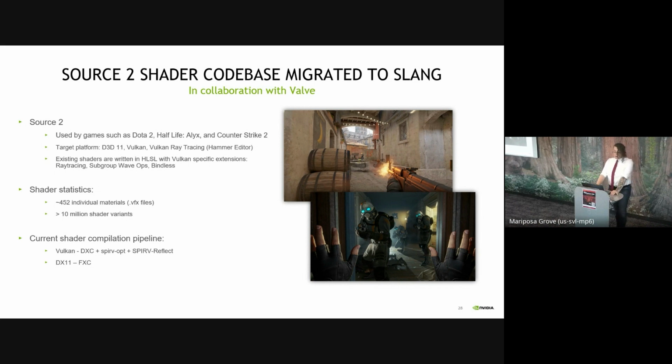So we're talking about several hundred individual material files, like VFX files, for those who are familiar with the Source engine. And these things compile down to produce over 10 million different shader variants. So again, there's this shader combinatorics problem I was just talking about. So the shader compilation pipeline at the time we engaged was that on Vulkan, the project was using DXC plus SPIR-V opt and SPIR-V reflect to get parameter binding information. And then on DX11, it was just running through FXC.